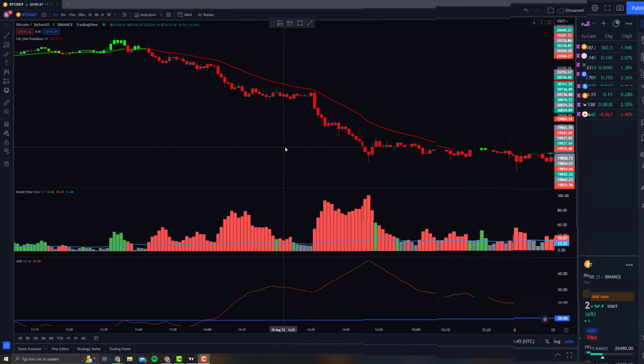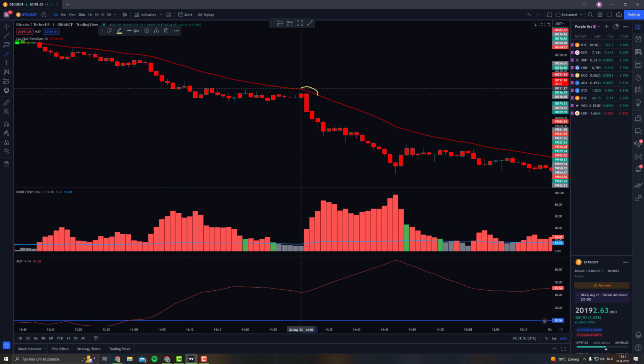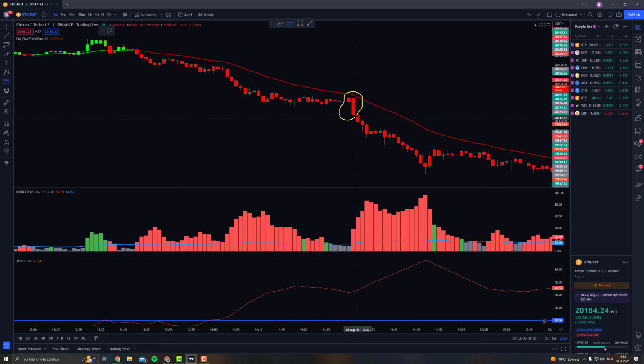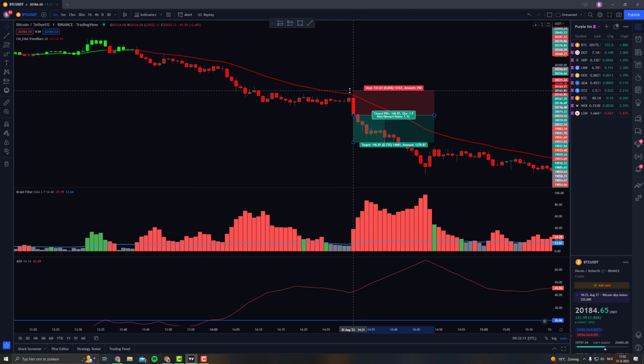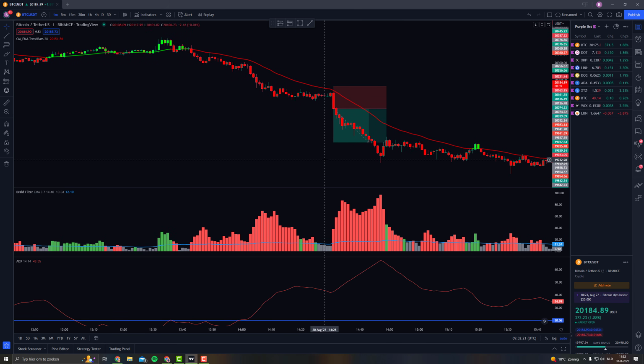Alright, here we have a short entry. We have a red candle, it's underneath the EMA. The Braid Filter turned red with a strong bar, and the ADX is going up and it's above the 20 level. So this will be a valid short position. Place your order after the candle close. On the last swing high, I will do it there, times 1.5. And that's a nice scalp of 1%. On the 1 minute chart, really good.